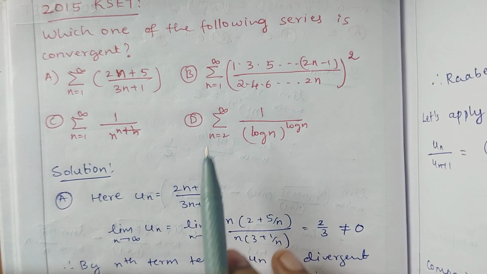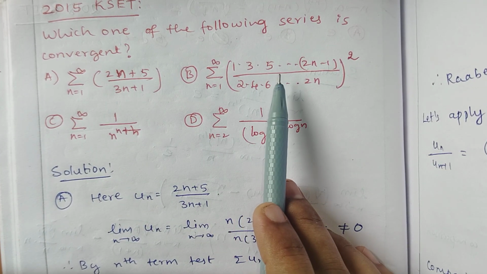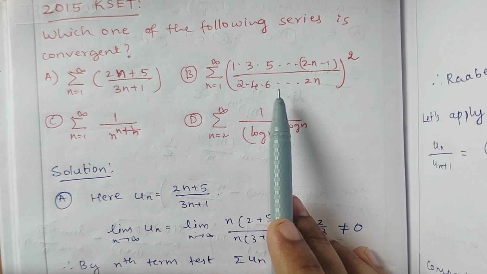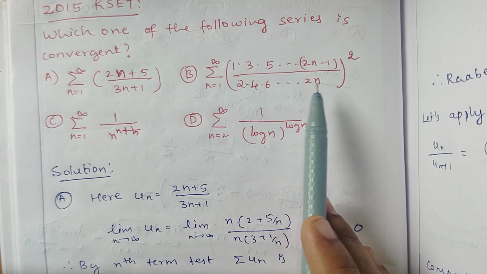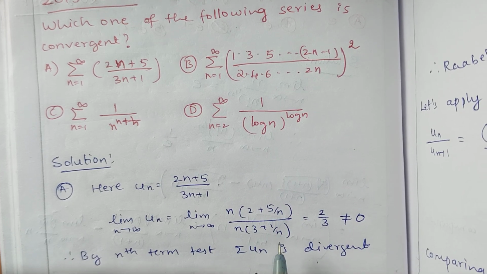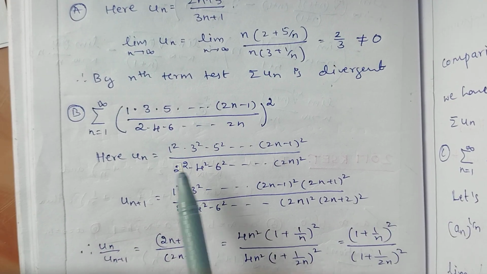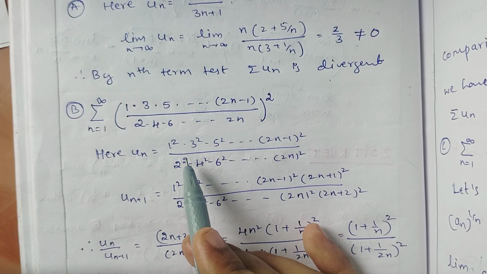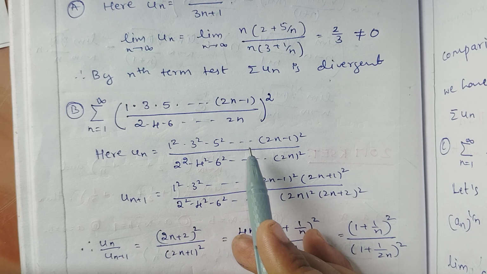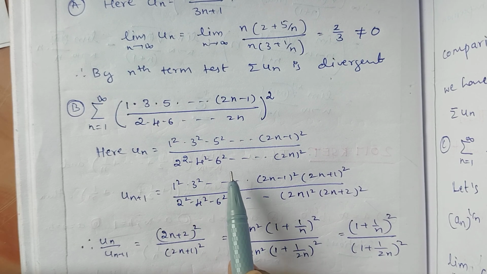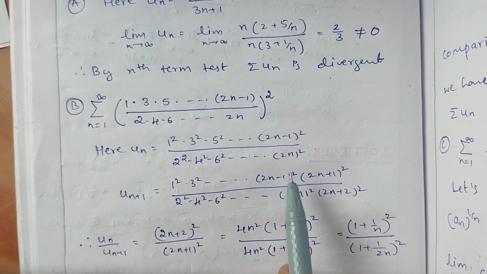Next they have given the series [1·3·5·...·(2n-1)] divided by [2·4·6·...·2n], whole to the power square. Okay. So here we will apply the ratio test. Here un is equal to 1² into 3² into 5² and so on into (2n-1)², divided by 2² into 4² into 6² and so on 2n whole square.